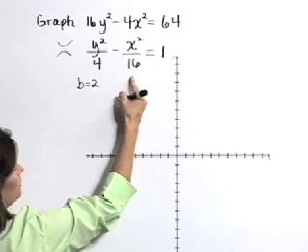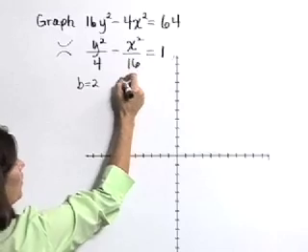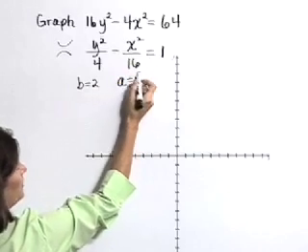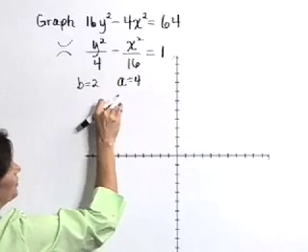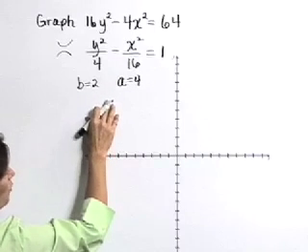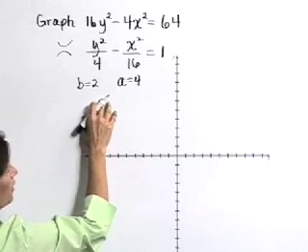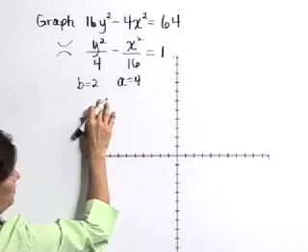a squared is equal to 16. And so a is equal to 4. And that's our distance that we're going to move right and left from the center of this hyperbola, which is the origin. Let's draw our reference rectangle.